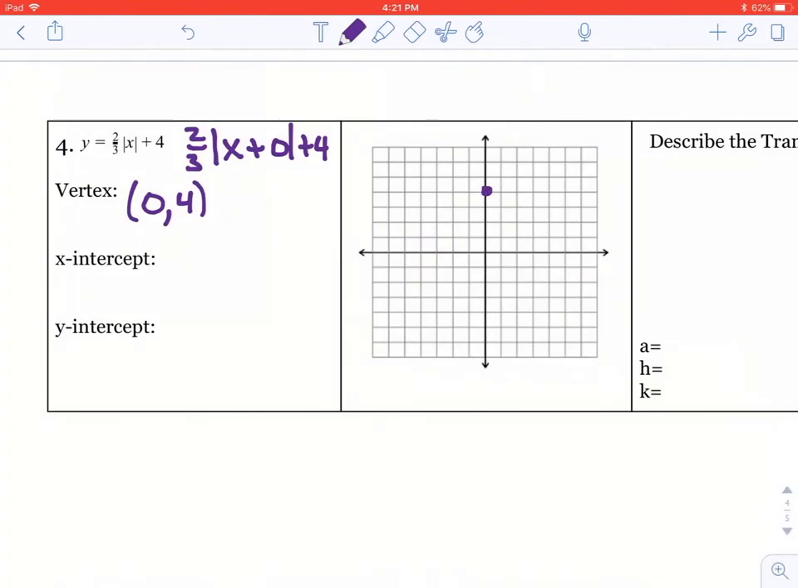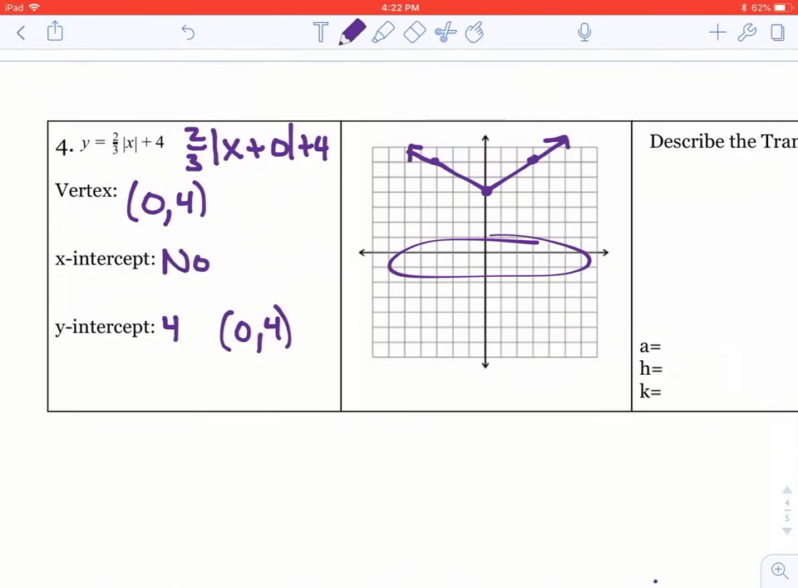Then 2/3 is how far we're going to go to get some more points. So it's a positive 2/3. So go up 2, right 3. And on the other side, go up 2, left 3 from your vertex to have a nice symmetrical V-shaped graph. Your y-intercept is at 4. So you could say that's 0, 4 as an ordered pair. Sorry, that's your y-intercept, not your x-intercept. And again, on this example, we have no x-intercepts because it didn't cross the x-axis.